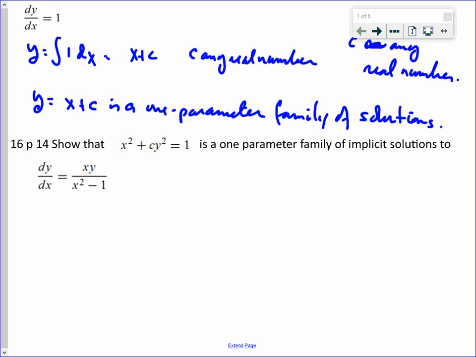And if you were starting with the second derivative and working your way backwards, each time you find an antiderivative, you pick up a constant. So you might have, in that case, two constants. You'd have what's called a two-parameter family.